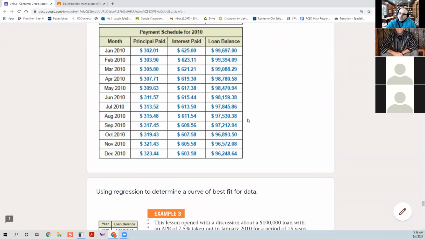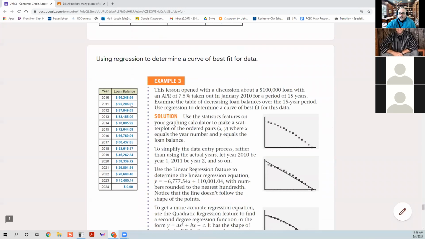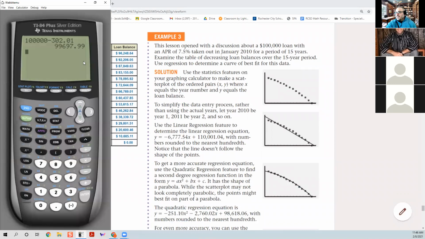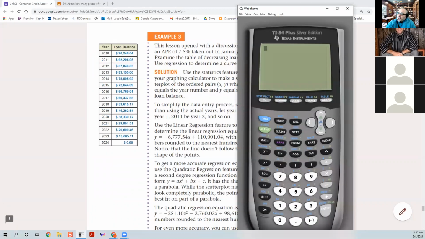And what happens is, if we put this data of the loan balance, just this data right here, into our calculators, we can create a scatter plot. And let me show you how that's done. So I'm going to clear this. I discovered that anything I put over here in the right-hand corner, the Zoom kind of covers that up when I do Zoom recordings.